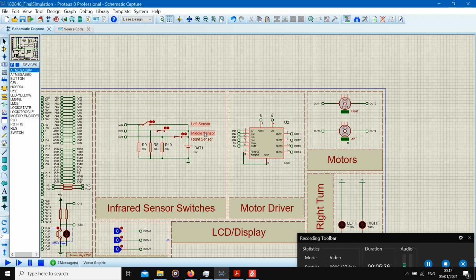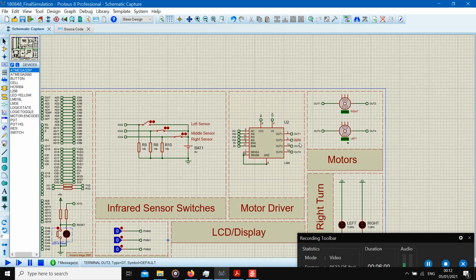You have the left sensor, the right sensor, the middle sensor. All of these are connected to the resistors in order to provide some current to it, and we have a battery that gives them the general current or the voltage. You have a simple motor driver over here, the L298.